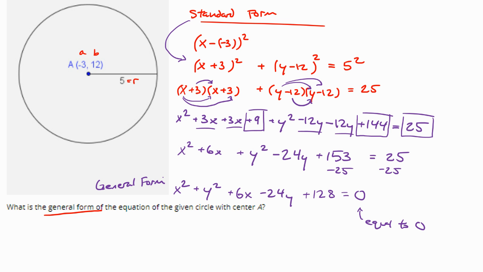Now, I guess it's not necessarily easy what we just did here, but I think it is a little more conceptually easy to just multiply our parentheses together and simplify like terms than it is to go from general to standard where we have to complete the square.